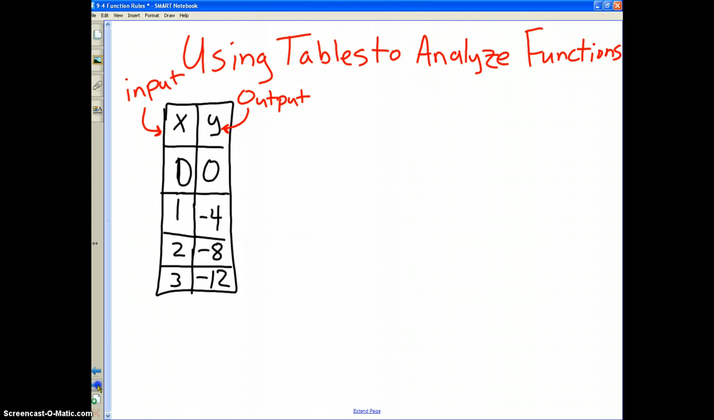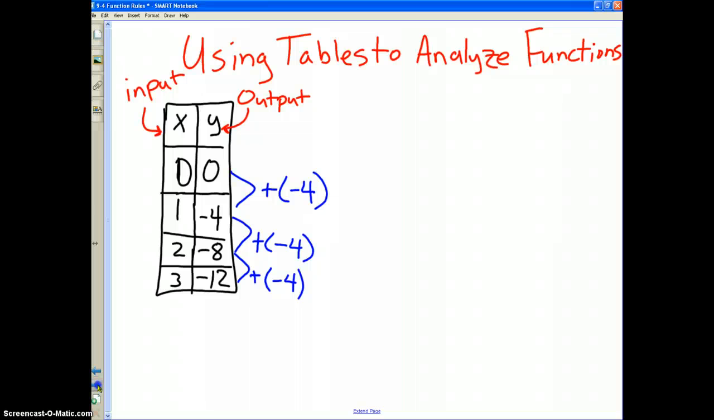Just like we did yesterday, we find that we added -4 to go from 0 to -4, and then added another -4, and another -4. So we have a common difference of -4.